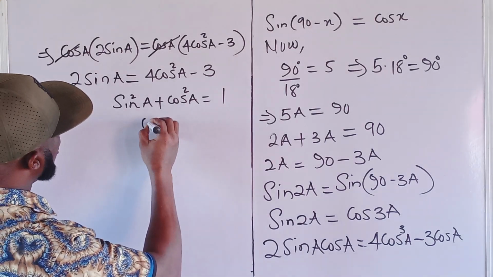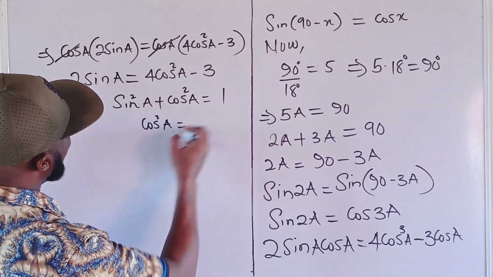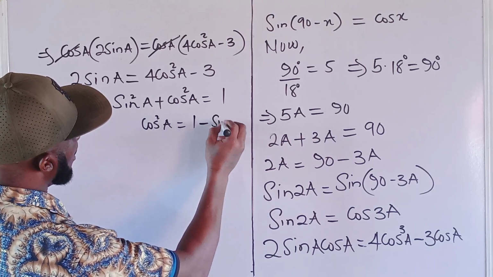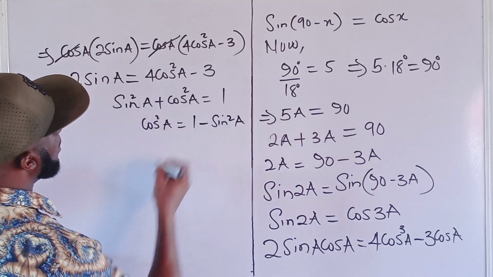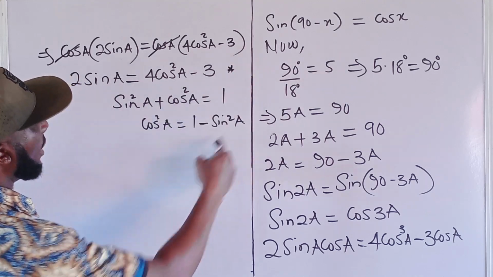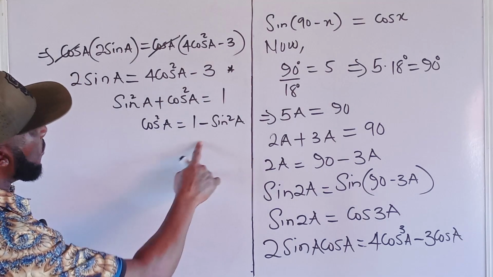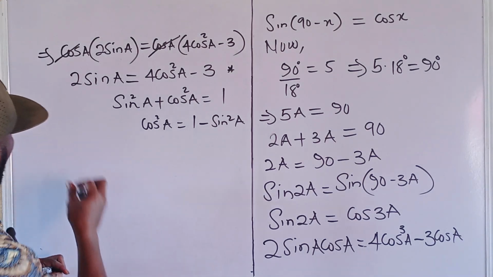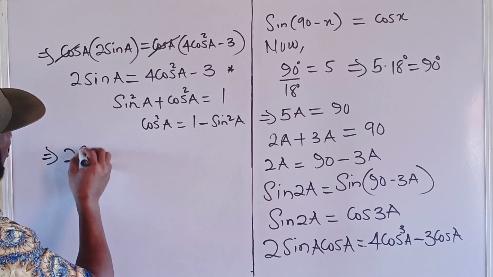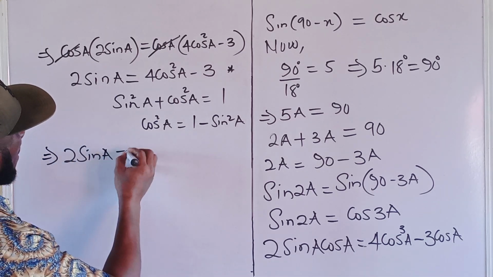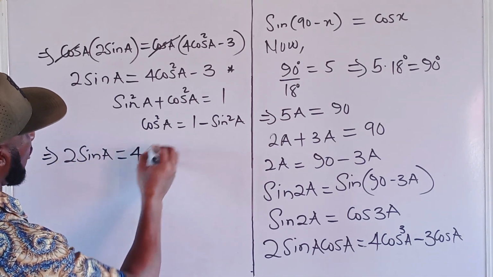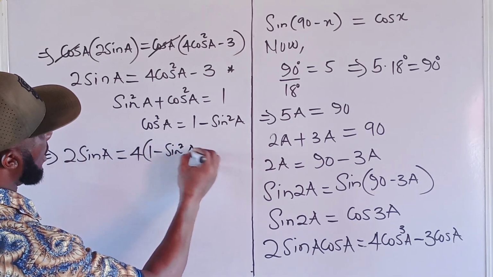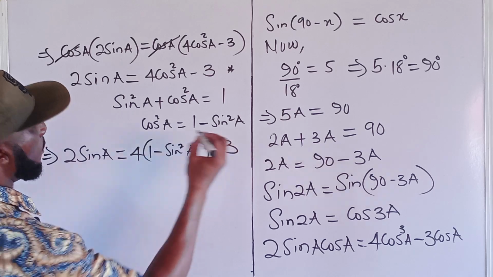So I can write cosine squared A in terms of sine squared A. That becomes 1 minus sine squared A. Then in our equation here, in place of cosine squared A, we shall infuse 1 minus sine squared A. So we then have 2 sine A equals 4 multiplied by 1 minus sine squared A, minus 3.